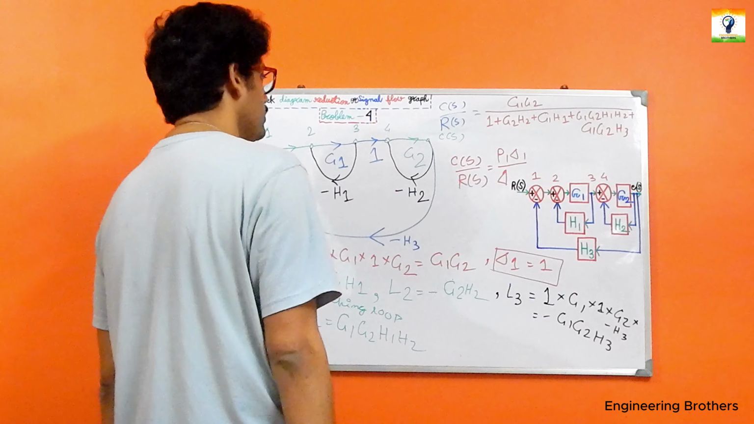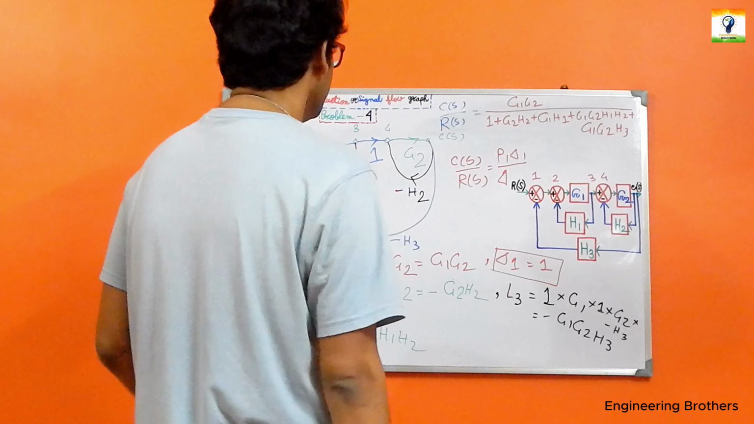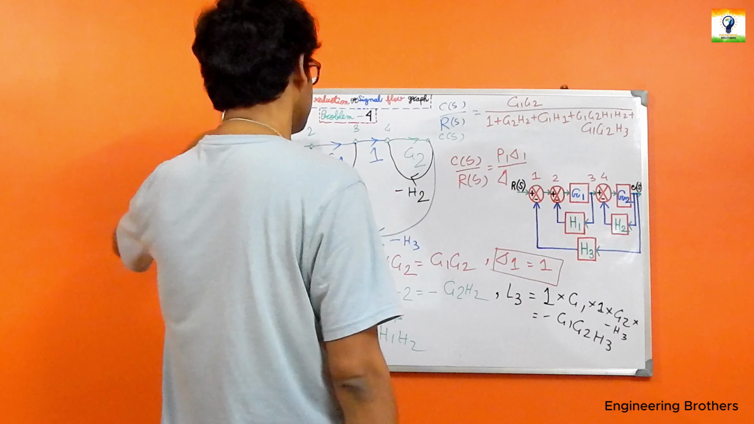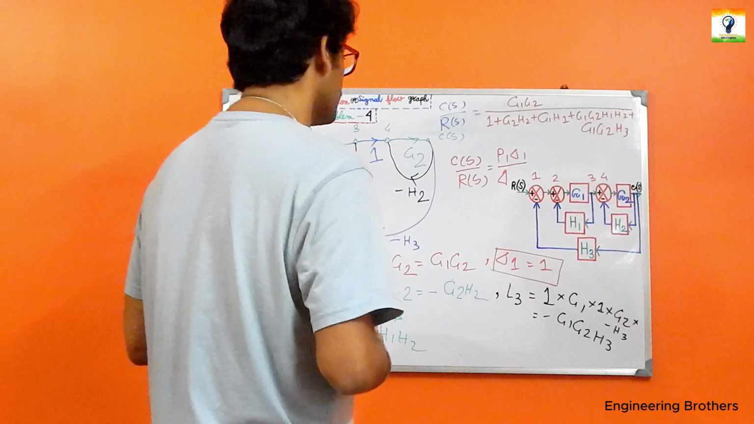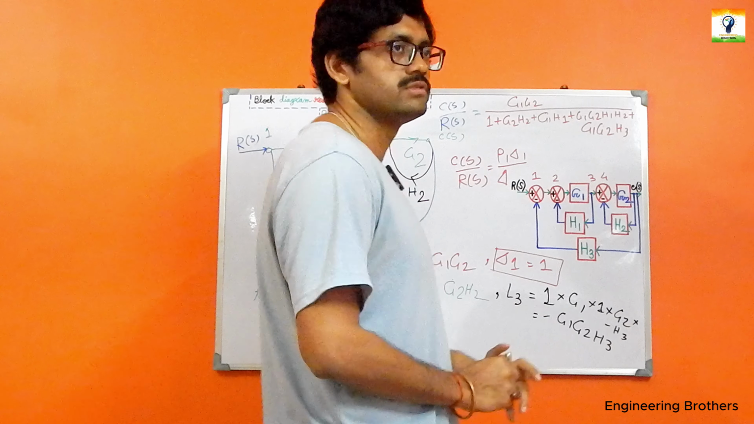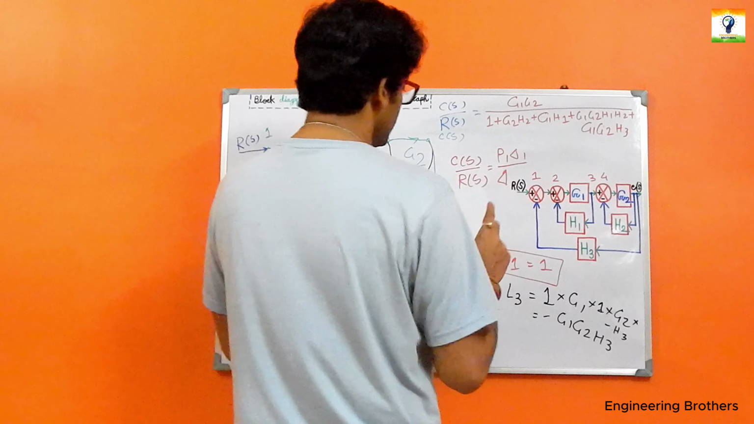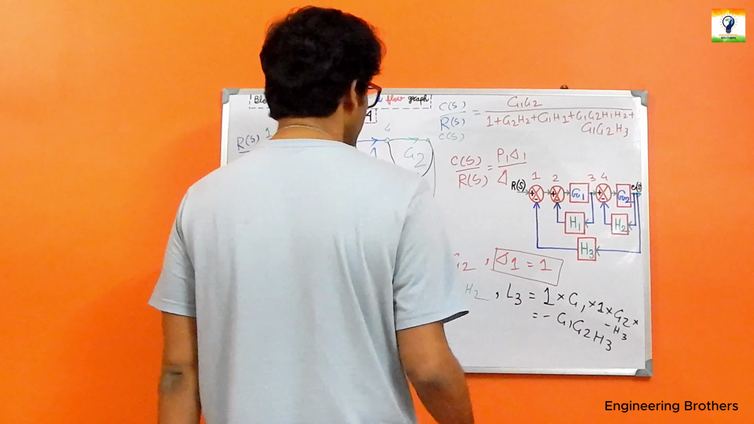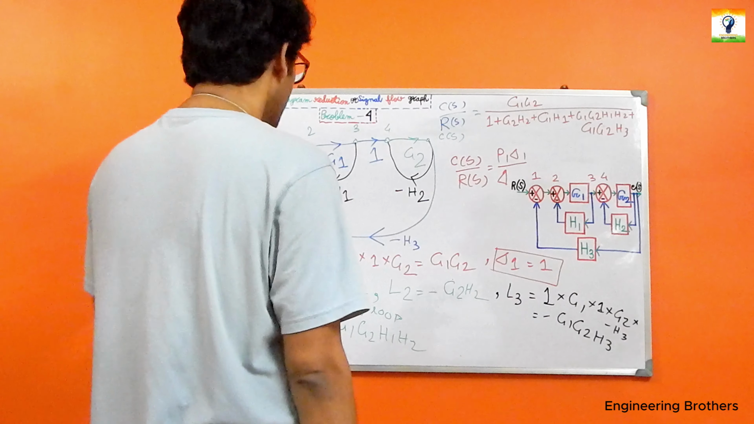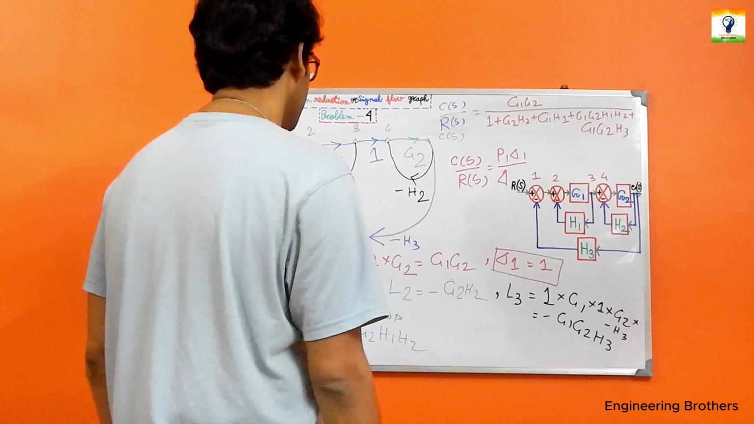And what is the expression for our delta 1? The delta 1 will depend on whether that forward path is touching any given loop or not. If any loop is present that touches it, then 1 minus that considered loop will be our much needed expression for delta 1 over here.